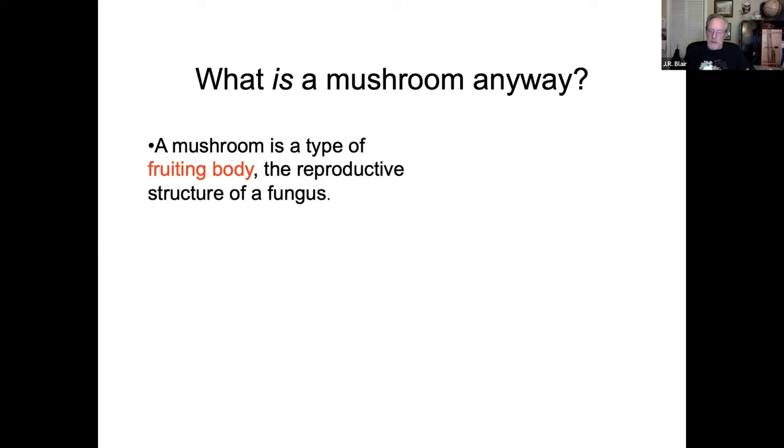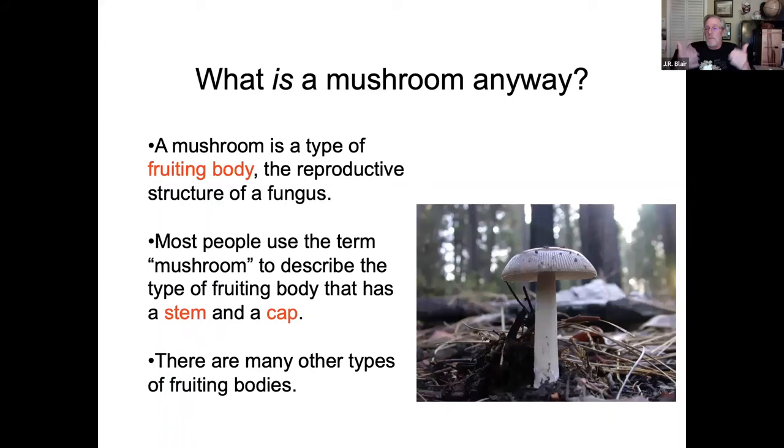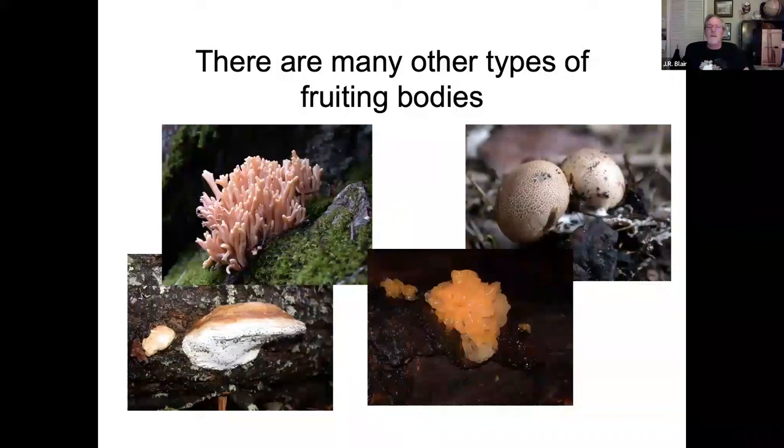Now, most people, when they think of the term mushroom, and there are even a lot of people who use the term mushroom, they talk about something that has a stem and a cap. But there are lots of fruiting bodies that don't have either a stem or a cap, or both. By the way, just so you know, if there's terms in red, that's going to be on the exam. So just, you know, pay attention to those. They're important. So here's some examples of some other types of fruiting bodies.